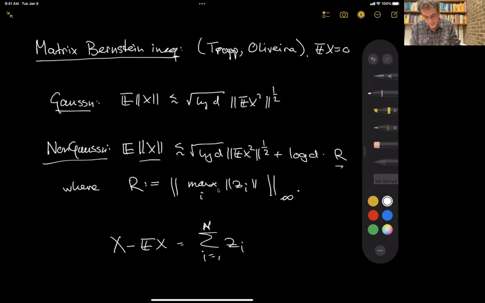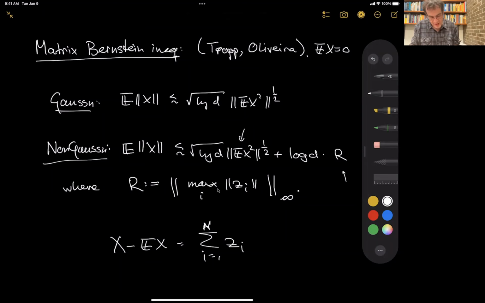But in general, this inequality is interesting in situations where, roughly speaking, the number of summands n is rather large. This quantity over here is the expectation of the square of the matrix. Its size will be something like the sum of the squares of the Z_i's, so it's a sum of n terms. But this other quantity will just be the maximum size of the Z_i's.